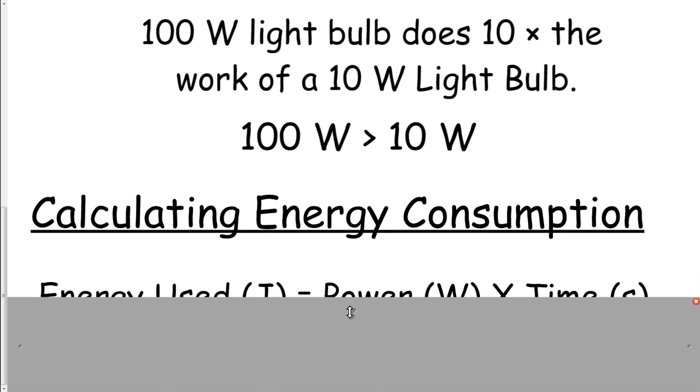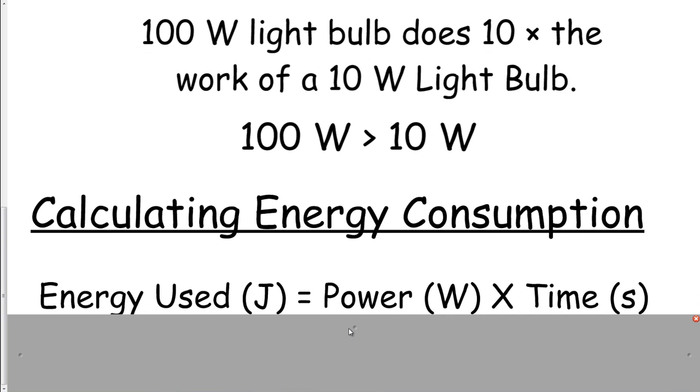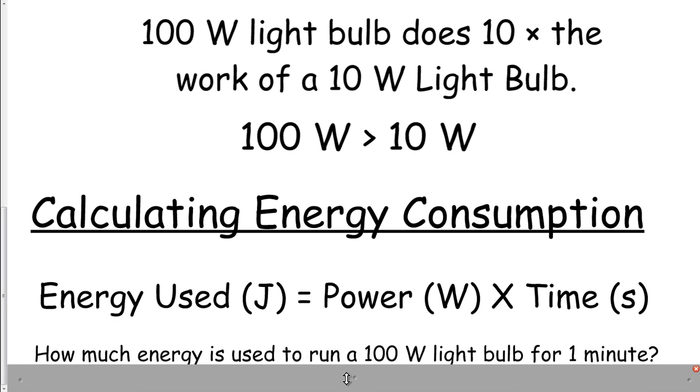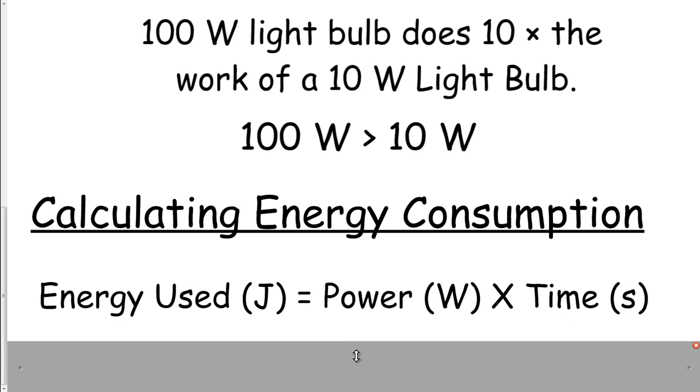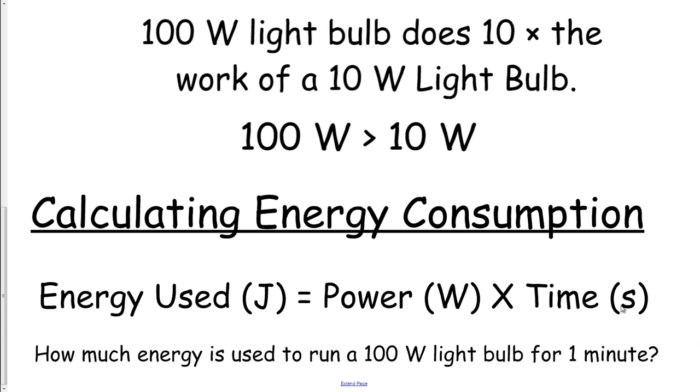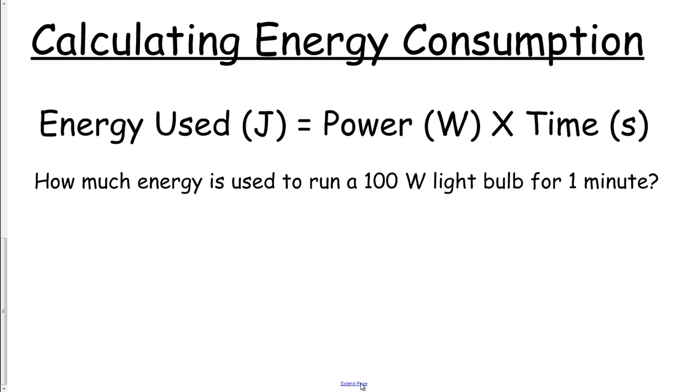All right. Calculating energy consumption. The energy used by an object in joules equals the power of that device times the time for which we're running it. So, how much energy is used to run a 100-watt light bulb for 1 minute? Remember, power is in watts, which is joules per second, so our time must be in seconds.